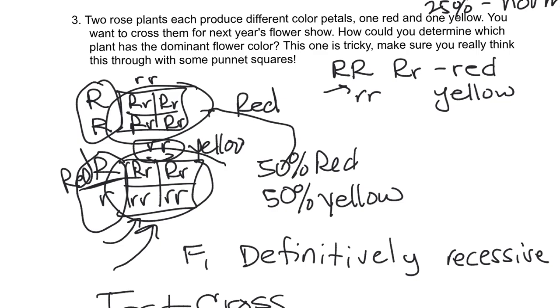That's all I want to say. So if it does produce some yellow, then it has to be heterozygous for the dominant trait. I hope that helped on that question.